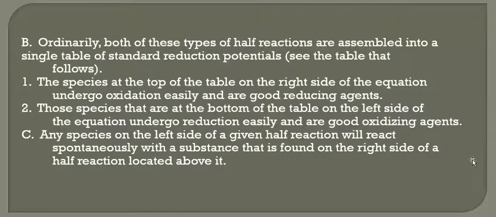The species at the top of the table on the right side undergo oxidation easily and are good reducing agents. The species at the bottom of the table on the left side undergo reduction easily and are good oxidizing agents. Now, any species on the left side will react spontaneously with a substance that's found on the right side of the half reaction located above it.